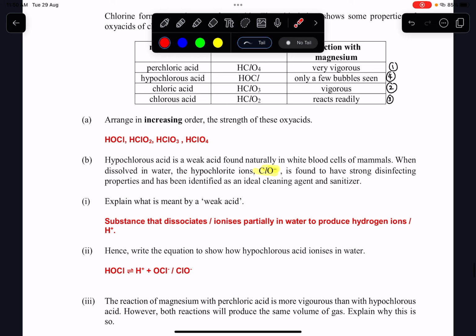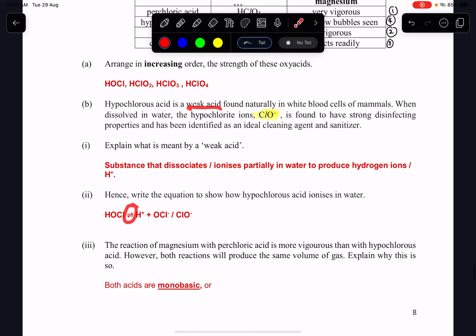Hypochlorous acid, remember a few bubbles seen is a weak acid. Oh, they already said it is a weak acid. So it has to be a reversible sign. A lot of you are writing the wrong reversible sign. You are just putting two arrows in opposite directions. This is wrong. It's two half arrows facing opposite directions.